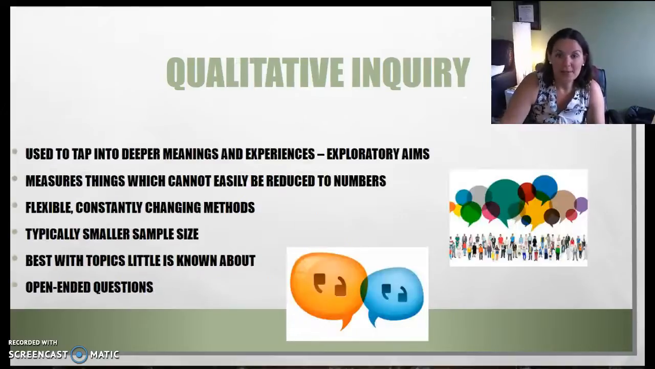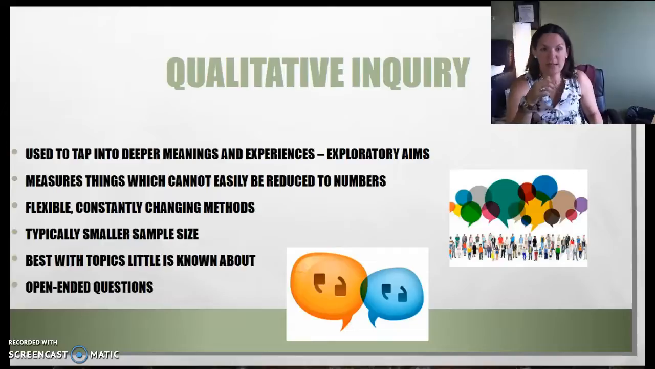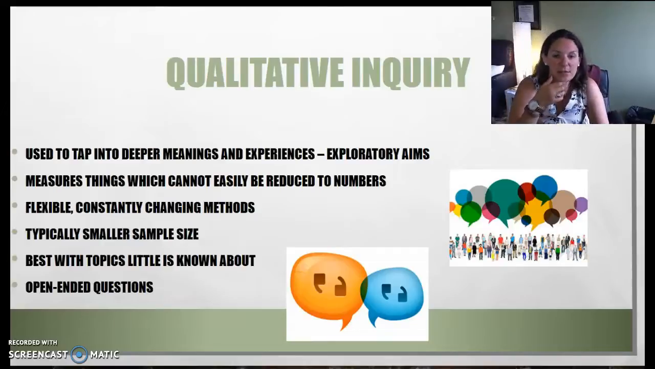By contrast, there's qualitative research. Qualitative research is open-ended questions. So when do we use qualitative research? We use it when we want to tap into the deeper meaning and experience of people in our studies. So we're exploring things. That's what qualitative research does. You're not aimed to measure causality. You're not trying to explain something. You're just trying to explore the possibilities that are out there.